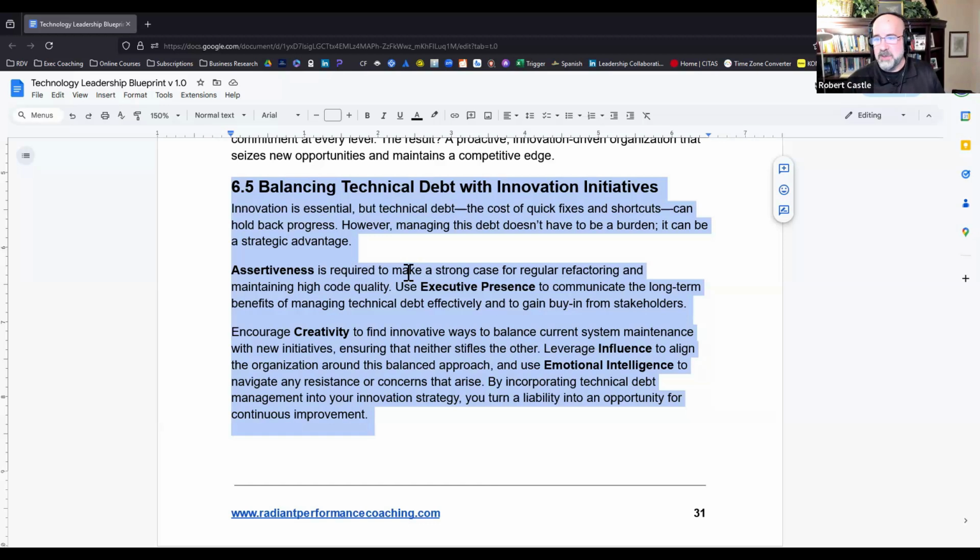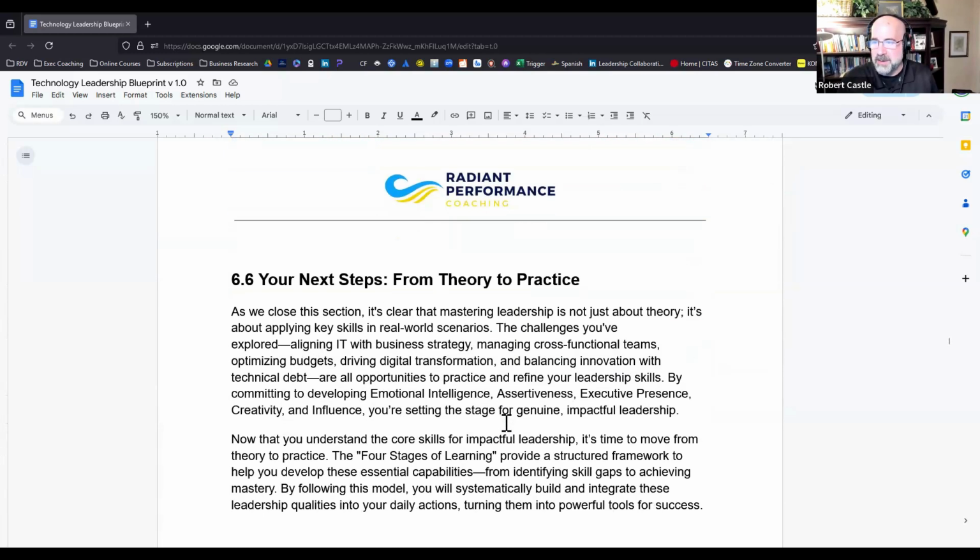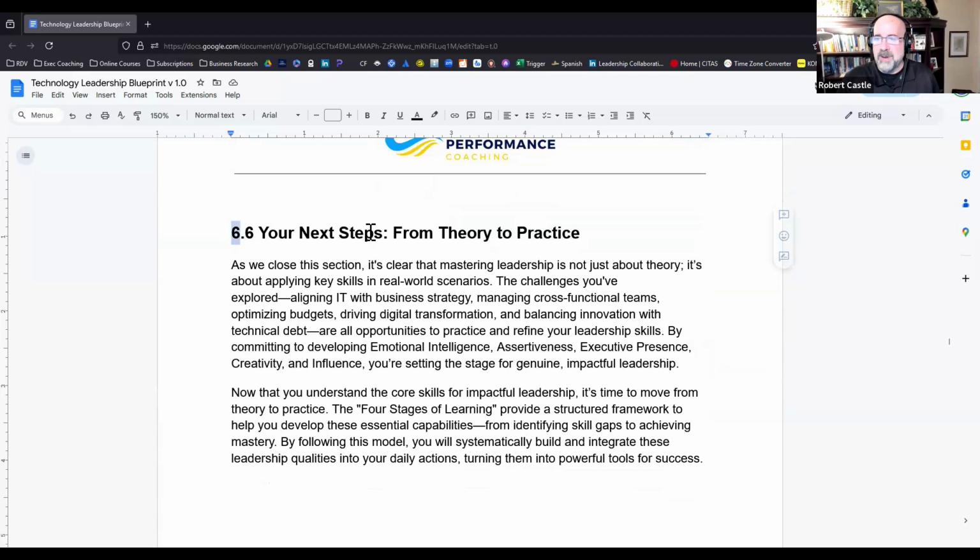Leverage influence to align the organization around this balanced approach, and use EI to navigate any resistance or concerns that arise. By incorporating technical debt management into your innovation strategy, you turn a liability into an opportunity for continuous improvement. So, how do you take this from theory to practice? Well, that's your next step.